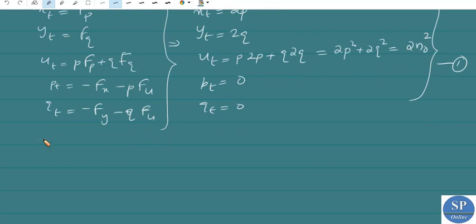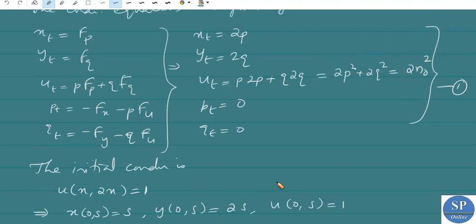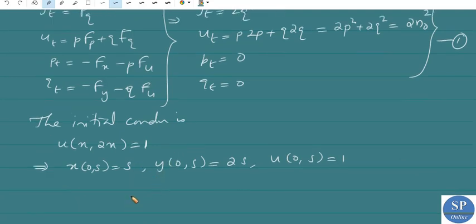Now the given initial condition is u of x, 2x is equal to 1. So we can write the initial values as x of 0, s equal to s. If we take x equal to s, then we have y of 0, s is equal to 2s and u of 0, s is equal to 1. So we have the initial conditions for x, y and u. But to solve these characteristic equations, we also have to find the initial conditions for p and q, that is, p naught and q naught.